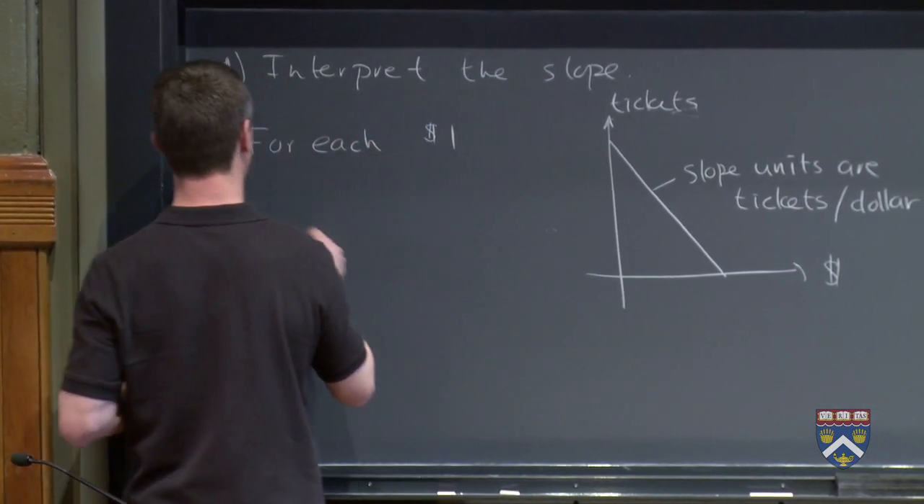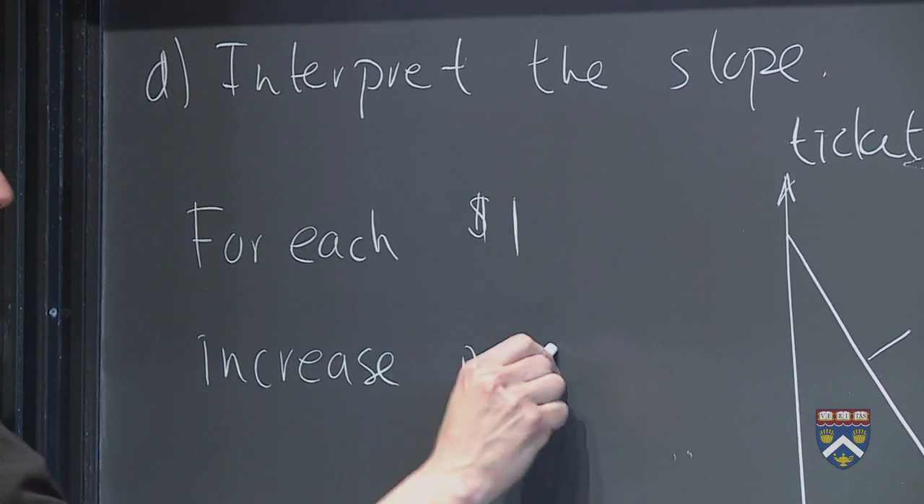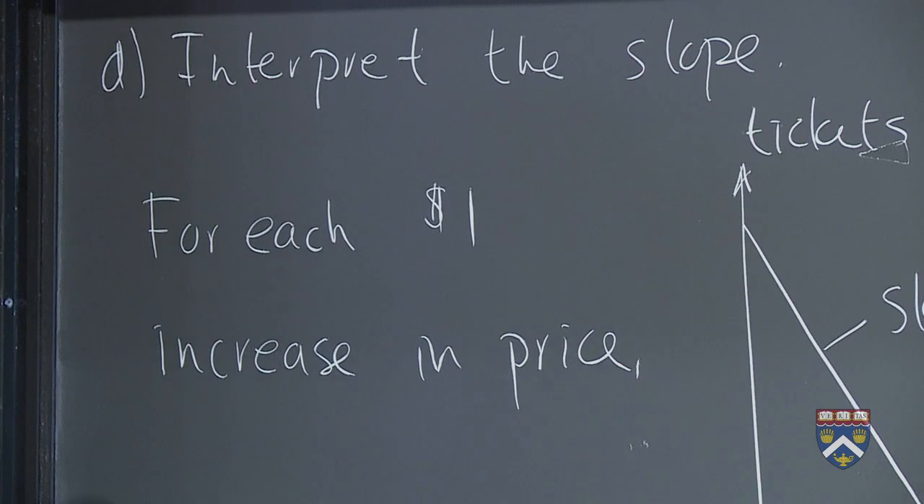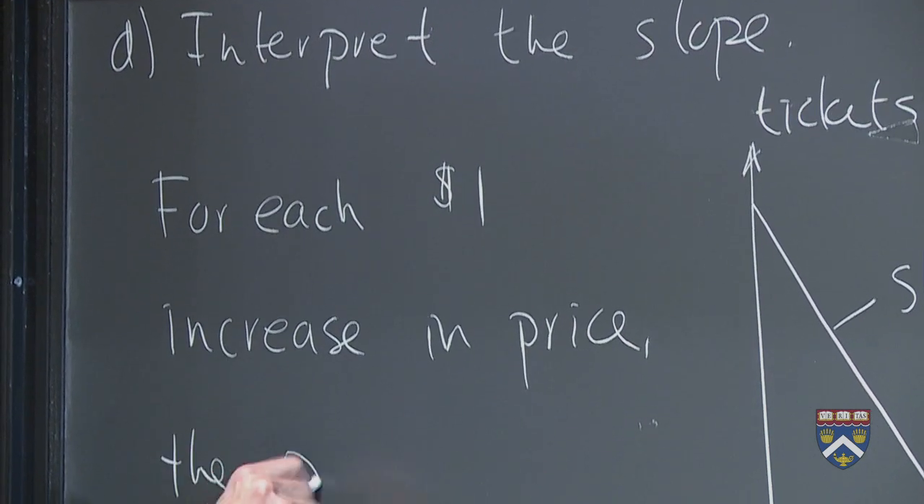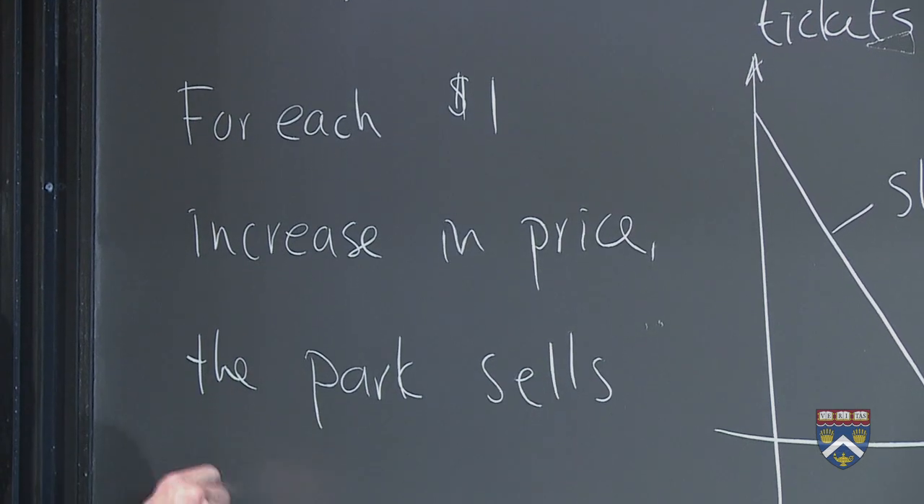So our interpretation here would be that for each $1 increase in price, the park sells 20 fewer tickets.